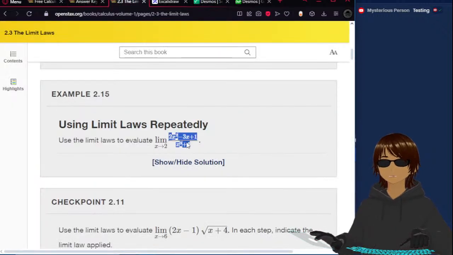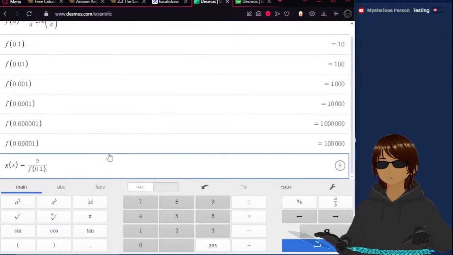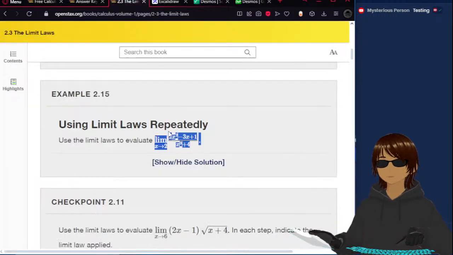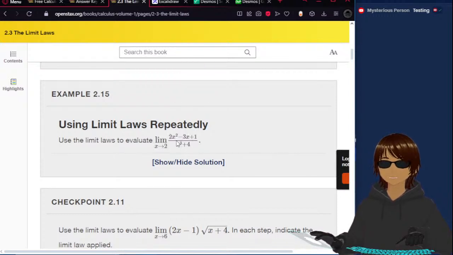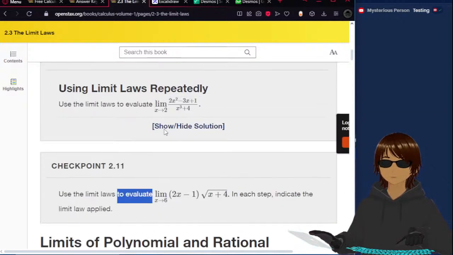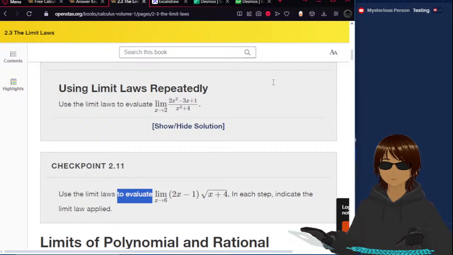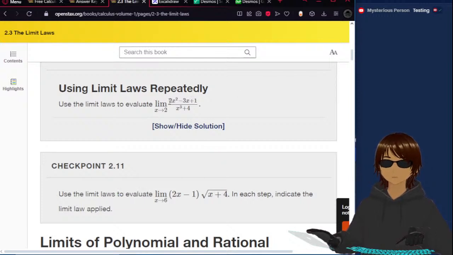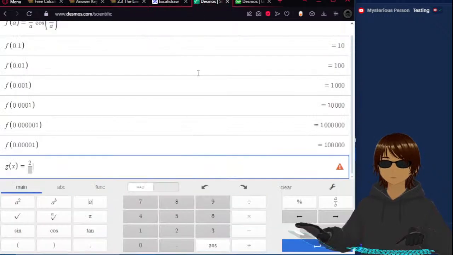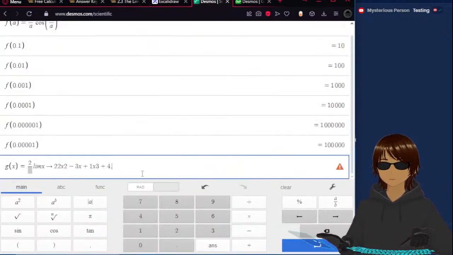Can I copy and paste? What happens if I do this? Can't select it properly. Nope, it doesn't work.